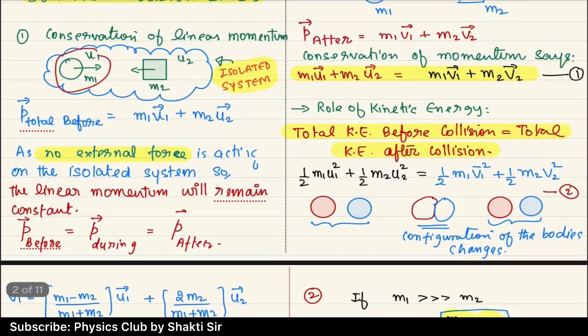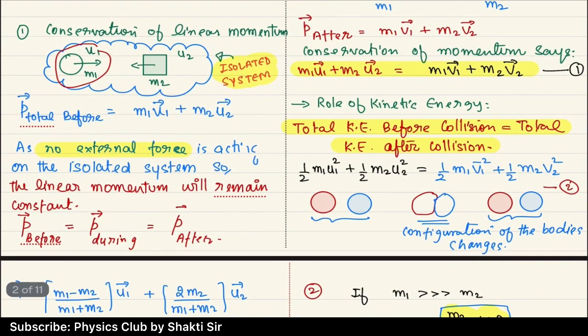Okay. The second thing is we will use the conservation of linear momentum as a concept to solve the numericals in this collision. So what we can write is: the total linear momentum of the system before collision is equal to the total linear momentum of the system during collision, and that is equal to the total linear momentum of the system after collision. So this is one of the fundamental equations we will use to solve numericals based on collision, that is the conservation of linear momentum, which is valid in any type of collision, either elastic collision or inelastic collision.